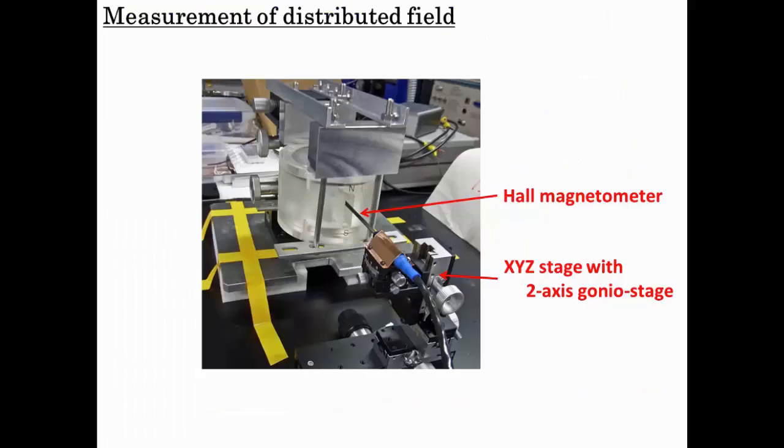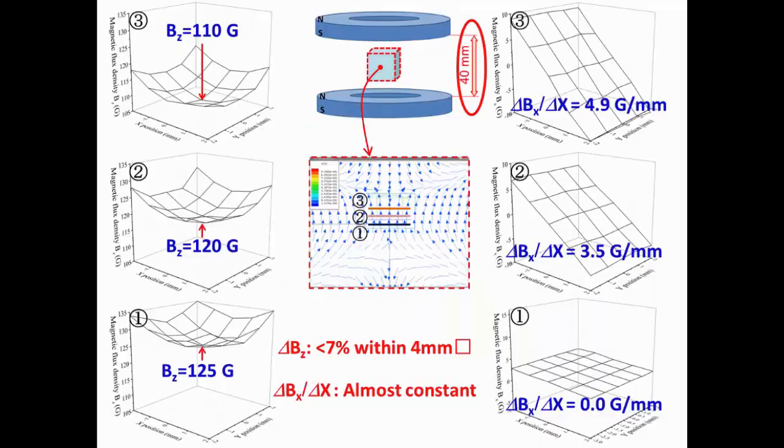And I'd like to show the magnetic field variation in the measurement area. It was measured by a Hall magnetometer. This figure shows the variation of magnetic field on different planes in the measurement area. Plane number one is the one at the middle position of this magnet. The range is X 4 millimeter and Y 4 millimeter. My element is 2 millimeter in length.